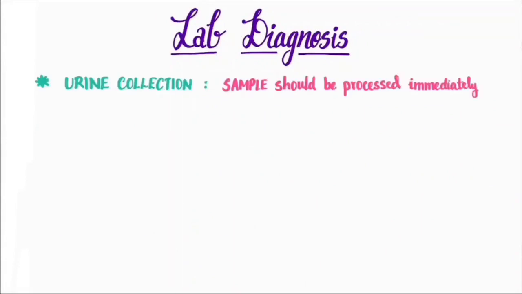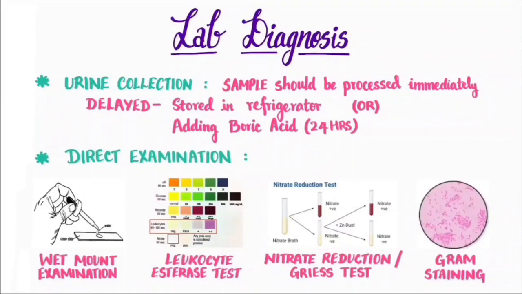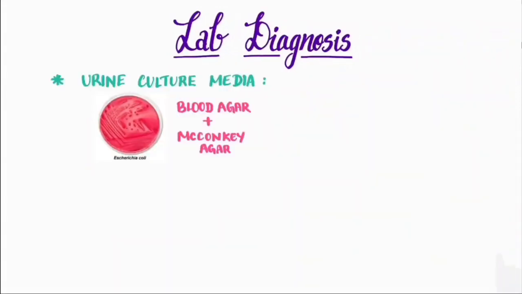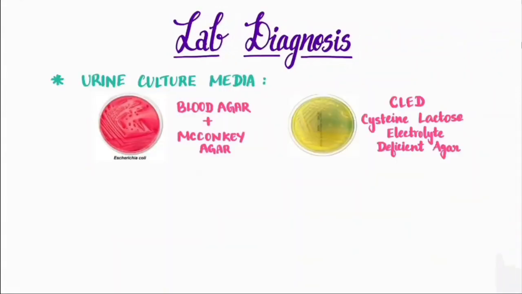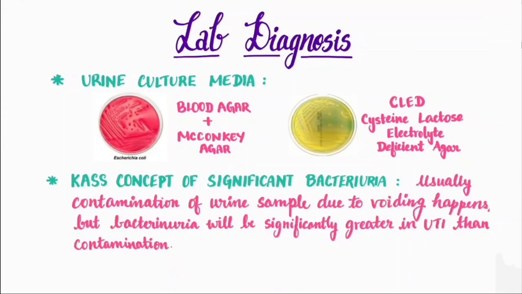Lab diagnosis. Urine can be collected by 3 methods. The urine sample should be processed immediately without delay. If there is a delay, it should be refrigerated or can be stored by adding boric acid for a maximum of 24 hours. Direct examination: wet mount, leukocyte esterase test, nitrate reduction test, and gram staining. Culture: the most commonly used culture media are blood agar, MacConkey agar, and CLED. Also, there is the concept of significant bacteriuria, where the sterile urine is contaminated during voiding.